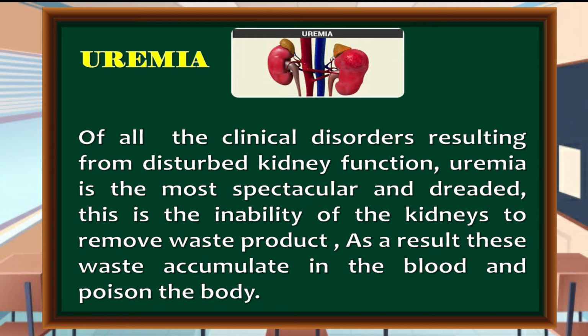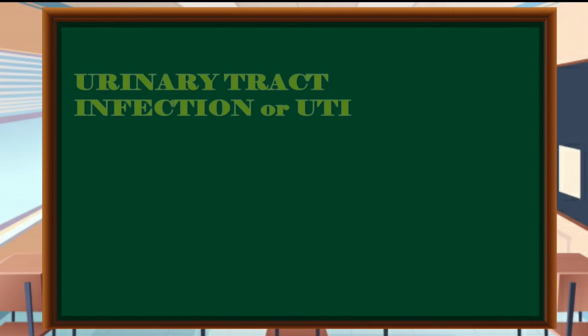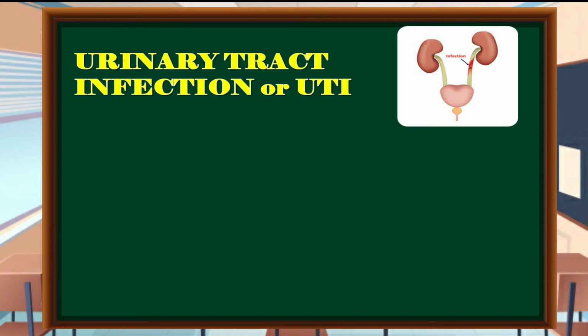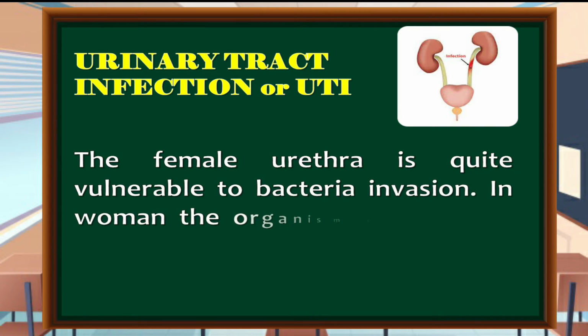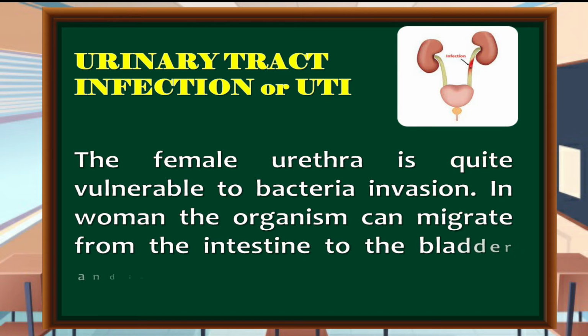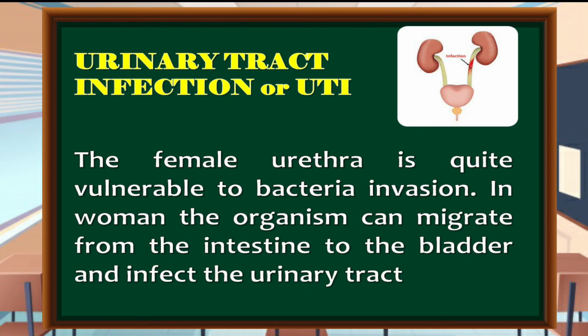The next one is the urinary tract infection or UTI. The female urethra is quite vulnerable to bacterial invasion. In women, the organism can migrate from the intestine to the bladder and infect the urinary tract. Some signs are difficulty in urination, back pain, and fever.